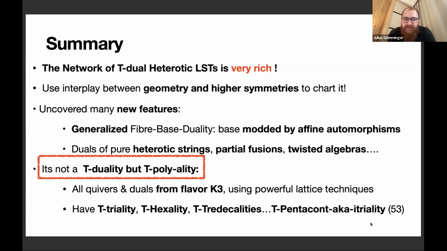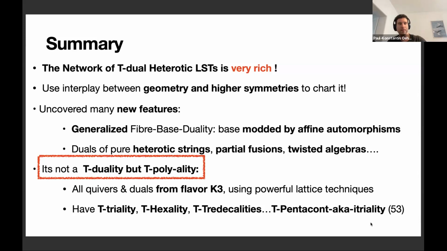And do you have examples of self-dual little strings? Yeah, we do. Usually they happen when you have SO groups as flavors. I think we have one example, which is SO16, SO16.